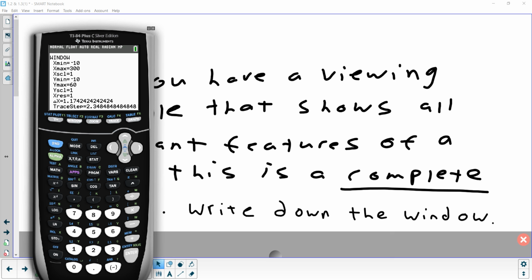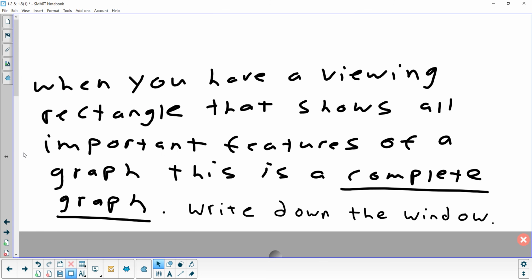What probably would not be an answer here is typing in something like 30,000. That's going to be way too big. And that's very hard for me to tell where they cross now. It's like that blue line is so squished. It's so close to the edge of the screen, I can't even see it. All right. So there's a little bit of judgment that comes with finding a complete window.